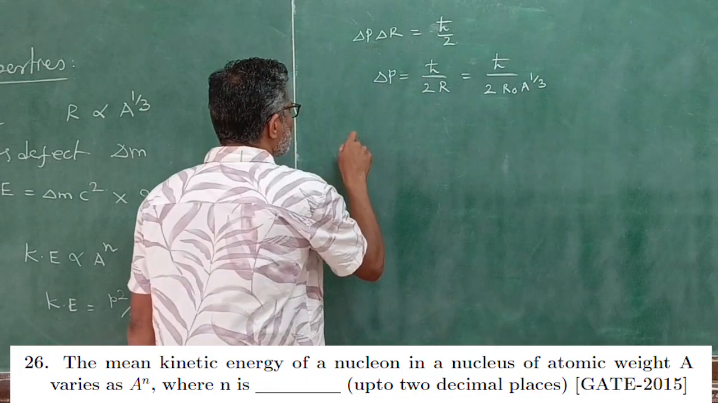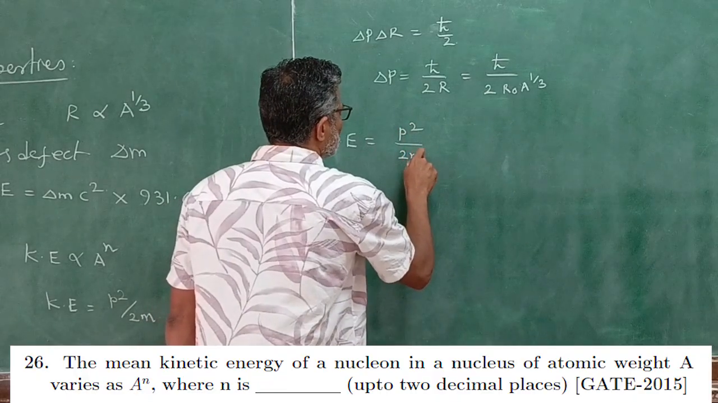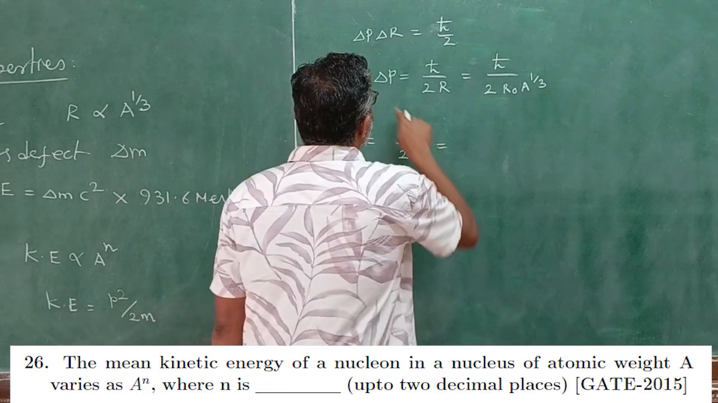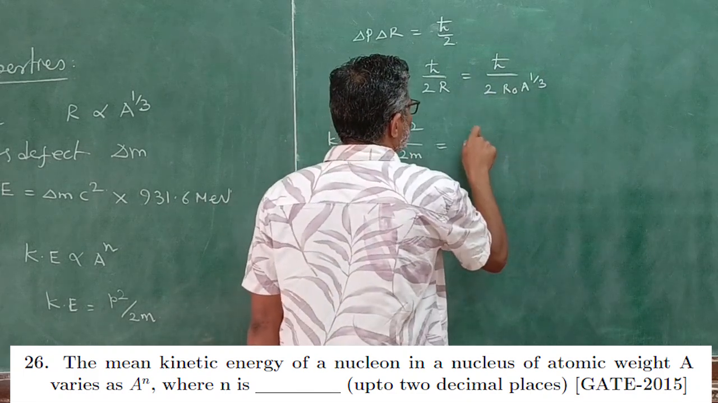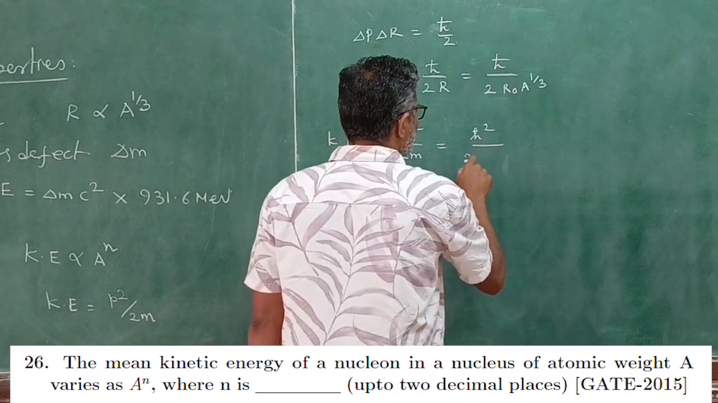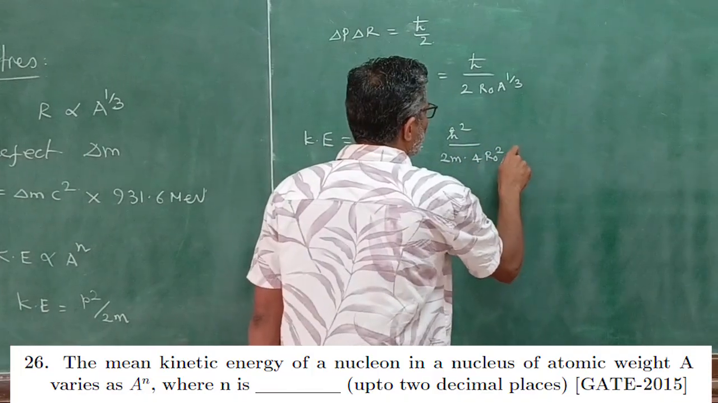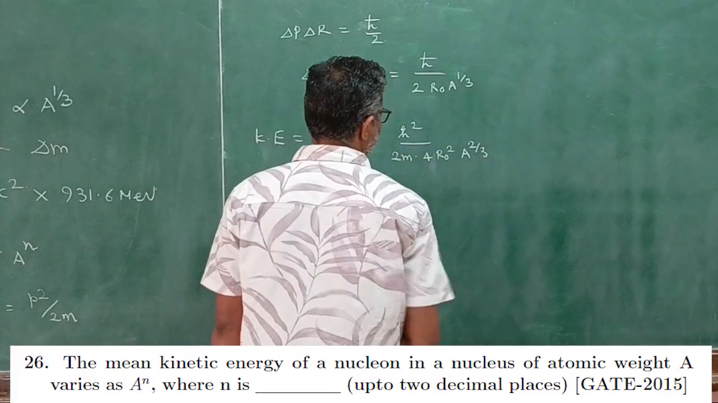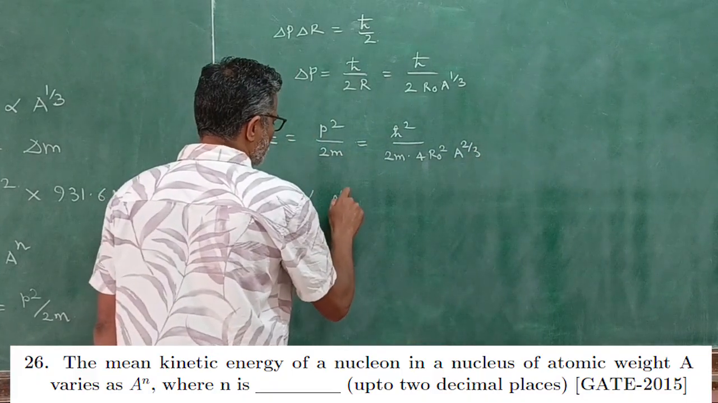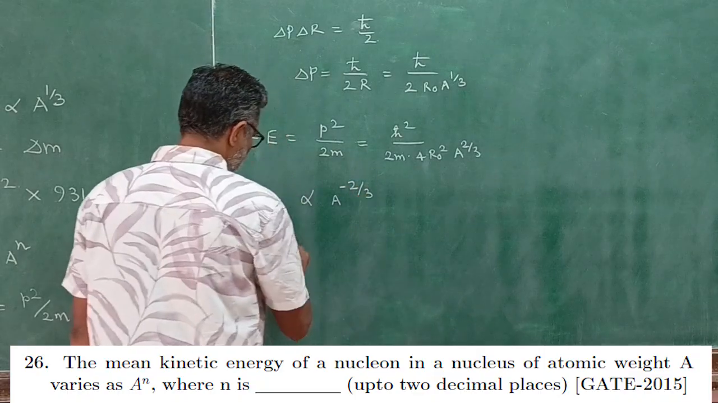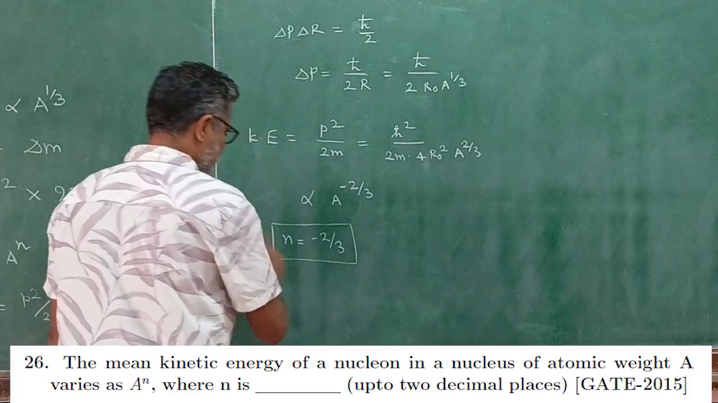So let's put this in. Your kinetic energy E will be equal to p square divided by 2m. The p square value is h cross square divided by 2m times 4 r naught square A to the power of 2 by 3. So E is proportional to A to the power of minus 2 by 3, and your n value is minus 2 by 3. So that will be n.